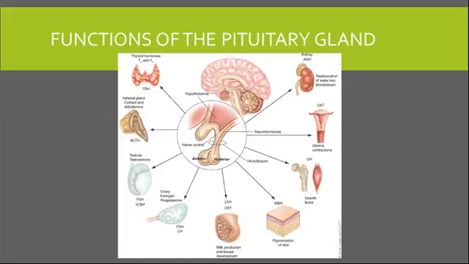Follicle stimulating hormone stimulates the ovaries to develop ova and stimulates the testes to produce spermatozoa. Luteinizing hormone stimulates ovulation in females and stimulates the testes to produce testosterone. Thyroid stimulating hormone stimulates the thyroid gland to produce thyroxine.